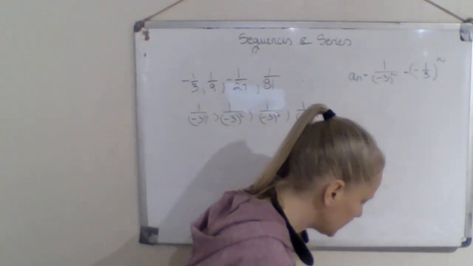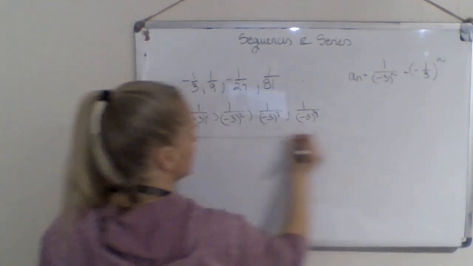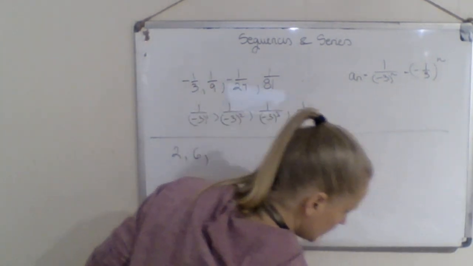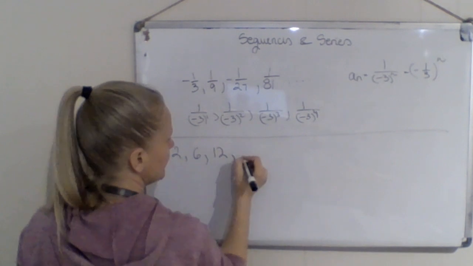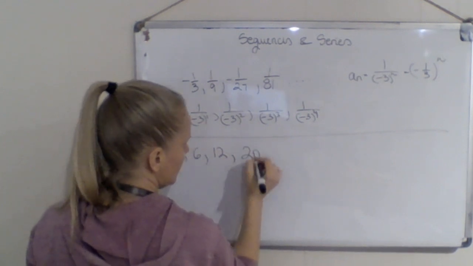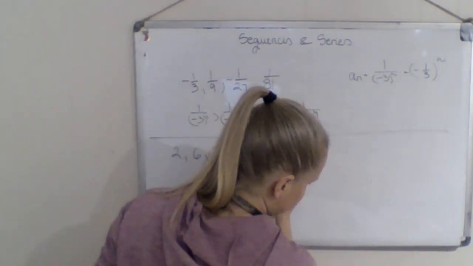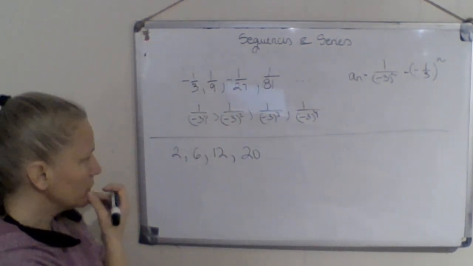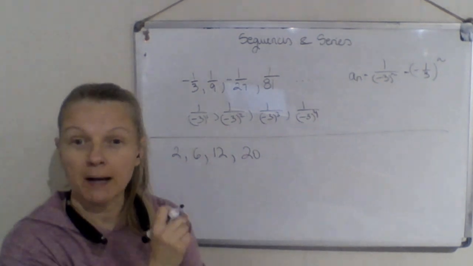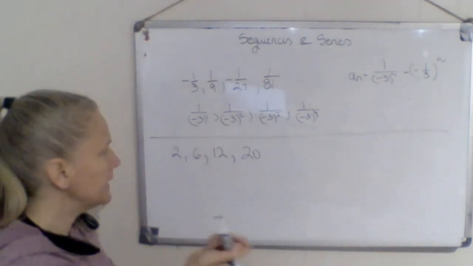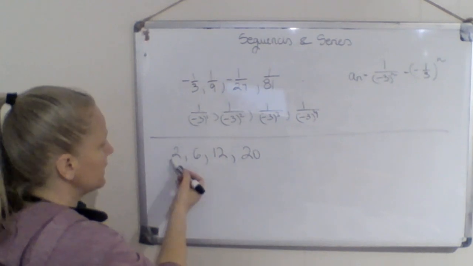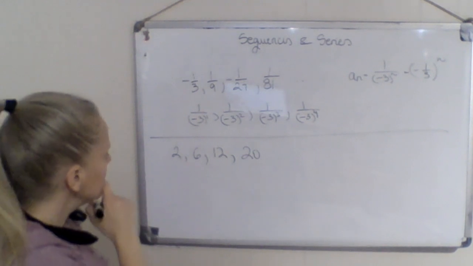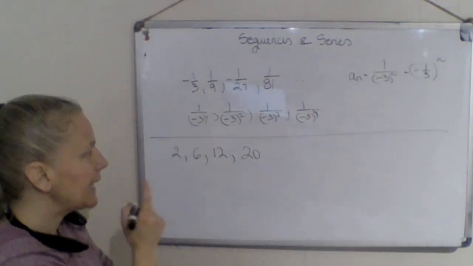So, let's look at the next one. The next one is this: 2, 6, 12, 20, dot, dot, dot. And this is going to be a tricky one to look at. The first thing I would always advise you to do is subtract and see if you have a way to do it this way. It doesn't work this way. 6 minus 2 is 4, 12 minus 6 is 6, 8. It doesn't really connect.